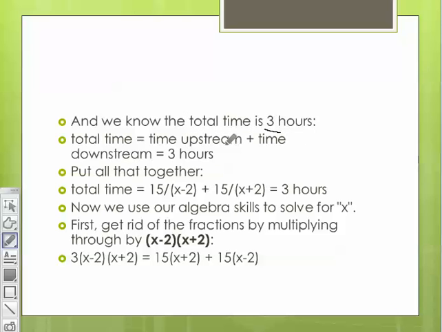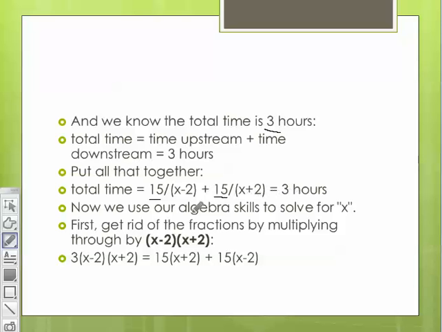So the total time upstream plus the total time downstream has to equal 3 hours. So I'm going to take the 15 kilometers that they're going to go, divide it by the speed upstream, x minus 2. And the 15 kilometers they come back, divide it by x plus 2, the speed downstream. And that's going to be 3 hours.